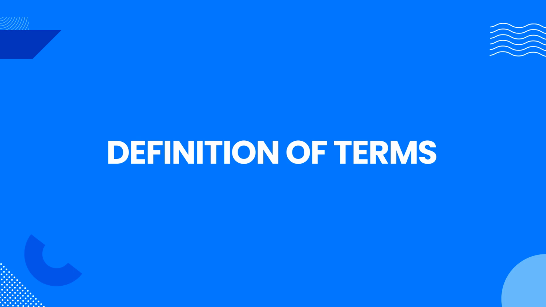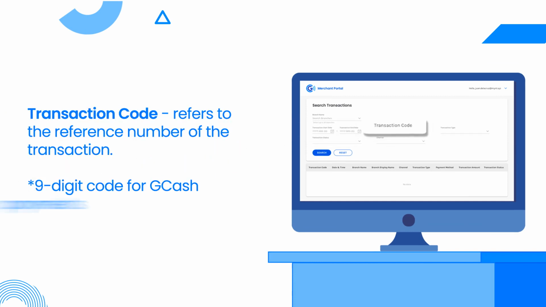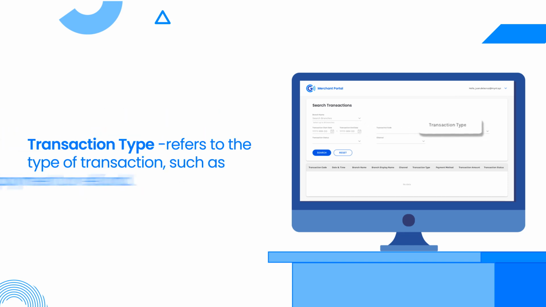Let's now move on to the definition of terms. Transaction date and time is the exact time and date that the transaction was made. Transaction code refers to the reference number of the transaction. Transaction type refers to the type of transaction, such as payment or refund.